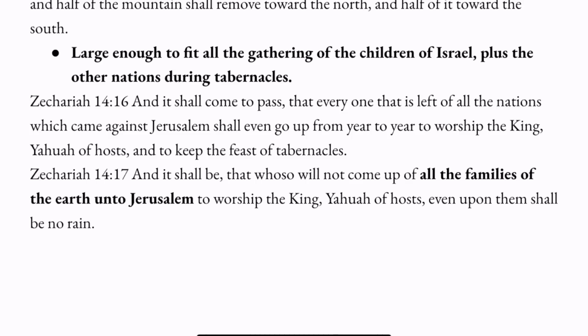And here's the key point. Jerusalem has to be large enough to fit all the gathering of the children of Yasharal, plus the other nations during tabernacles. You have to understand that we are the remnant. All the children of Yasharal alive today are the remnant. A lot of people don't understand what remnant means. They think that remnant means only a select few of us who are righteous. That's not what remnant means. Remnant simply means to remain.